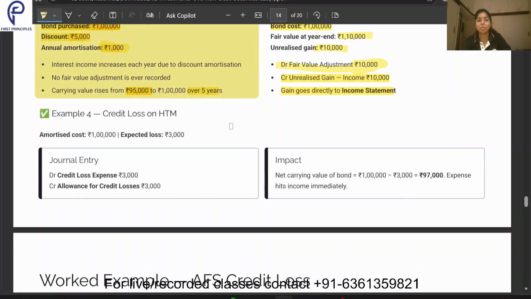Coming to the example for when we have the credit loss on held to maturity. So what is happening? Amortized cost is given, expected loss is 3,000. So in this case, what will be the journal entry? Debit credit loss expense, credit allowance for credit losses, 3,000. What is the impact? The net carrying value of the bond will be 1 lakh minus 3,000, 97,000, and it will be hitting my income statement immediately. It will be recorded directly on my income statement as a credit loss expense of 3,000.